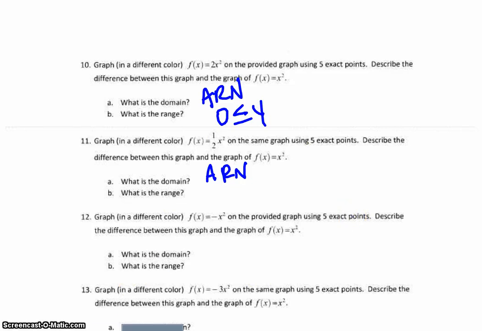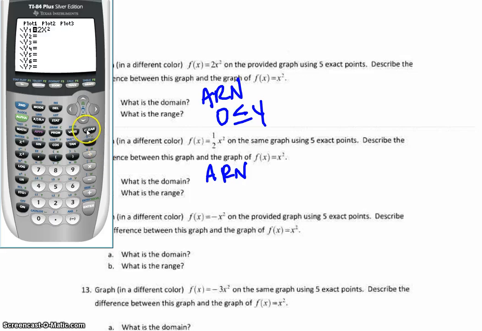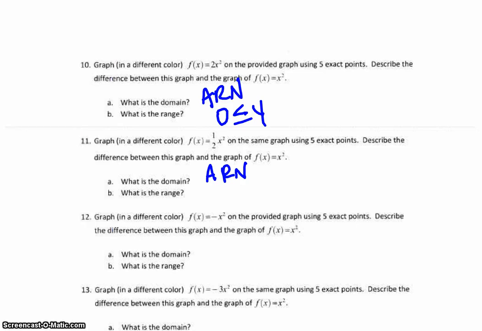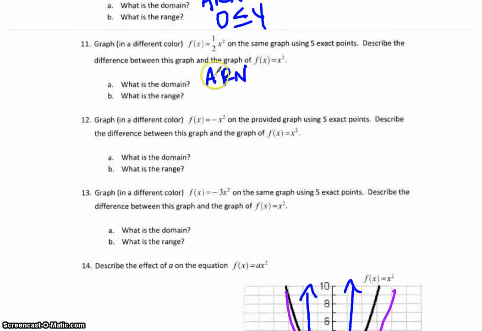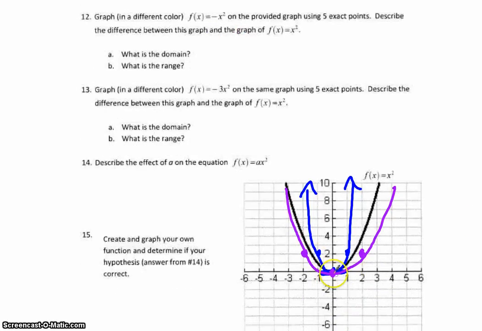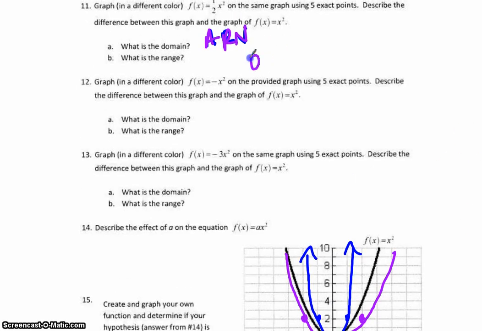Then they want you to do 1/2 x squared, so we're going to go to y equal, and we're going to change that to 0.5, or you could type in 1 divided by 2, x squared. Go to your table. Let's go negative 2, 2, 0, 0, 2, 2. Okay, now I'm going to change colors. And you're going to see something like this. Your domain, still all real numbers, and your range has the same low point, so it is still 0 is less than or equal to y.